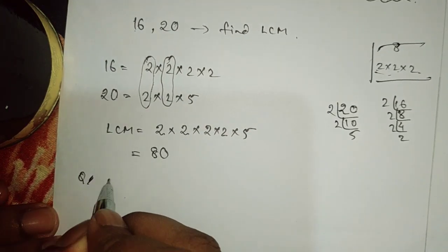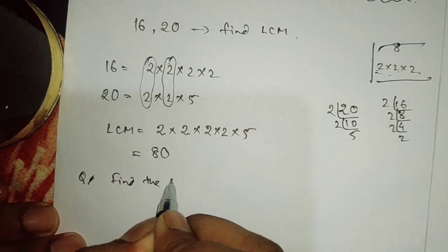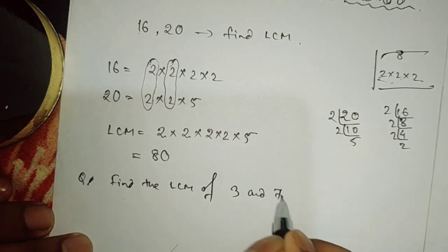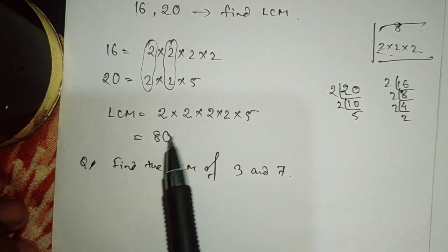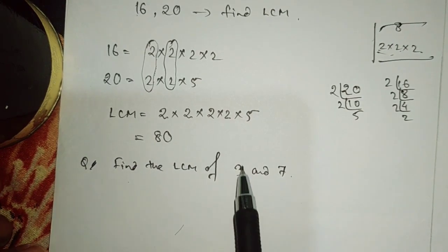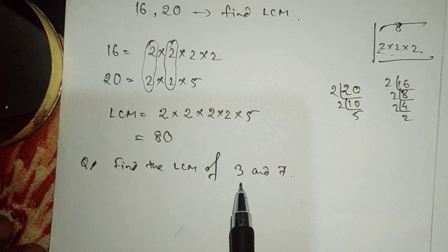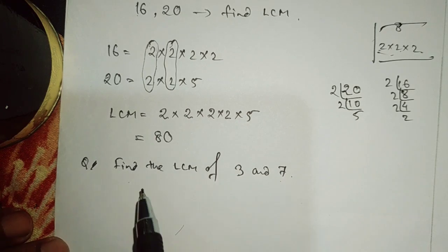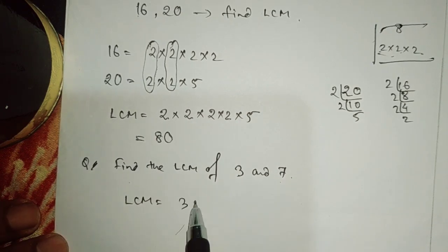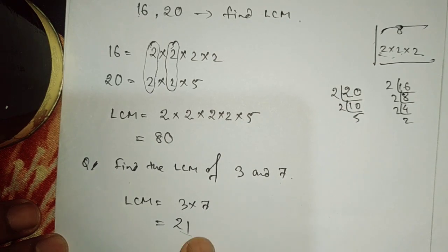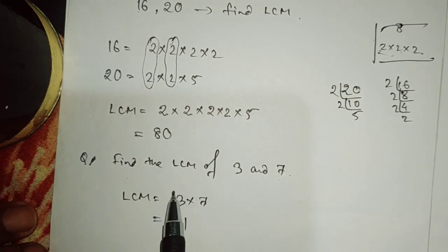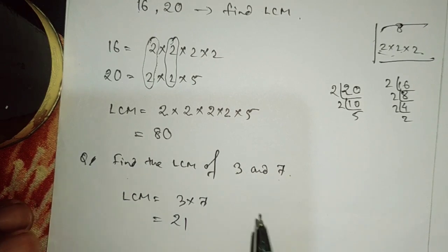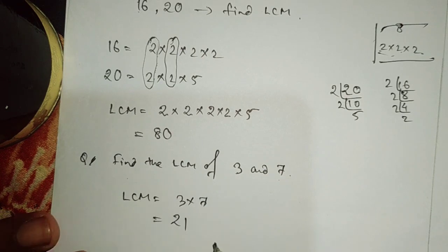Say the question is find the LCM of 3 and 7. If we have to find the LCM of 3 and 7, we can see that 3 and 7 both are prime numbers. Now in that case, if two prime numbers are given, then their LCM will be simply 3 into 7, which is 21. This product will be only in the case of two prime numbers. Since 3 and 7 are prime numbers, LCM will be 3 times 7 is 21.